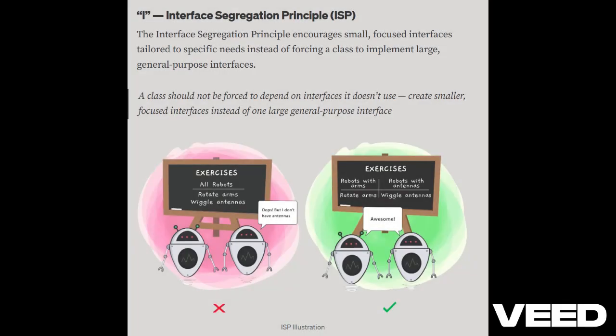Let's first refresh our minds on a SOLID principle that will drive the design of our implementation, and it reads as follows. The Interface Segregation Principle encourages small, focused interfaces tailored to specific needs instead of forcing a class to implement large, general-purpose interfaces. A class should not be forced to depend on interfaces it doesn't use. Create smaller, focused interfaces instead of one large general-purpose interface.